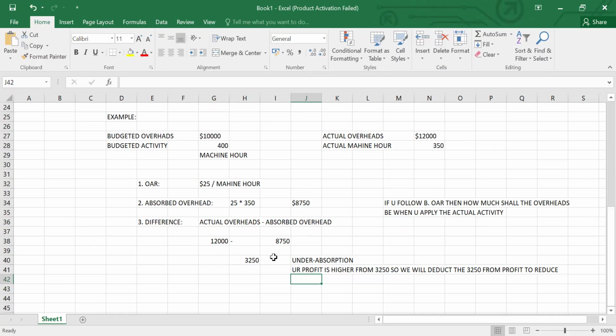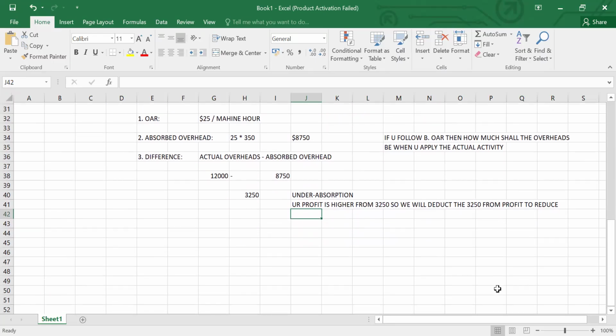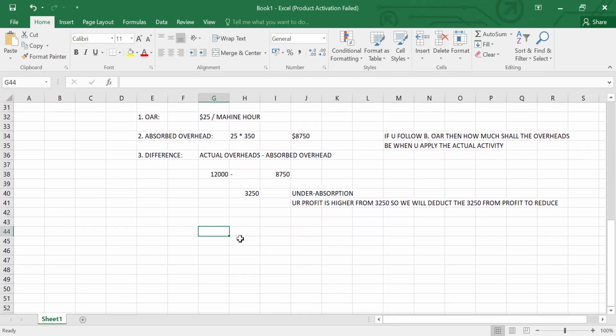You just recorded 8750, but results were 12,000. This means that your profit is higher by 3250. 3250 is still in your profit. You need to reduce that. So under absorption is actually deducted from the profit. If the scenario was the other way around, if 8750 were your actual overheads and 12,000 were your absorbed overheads, the answer would have been negative 3250, right?